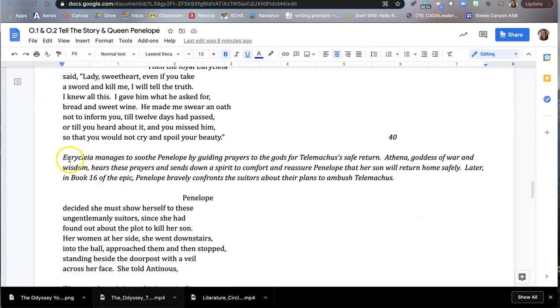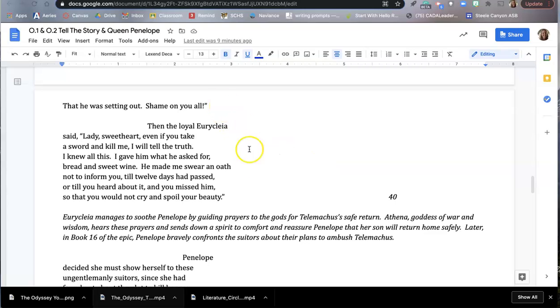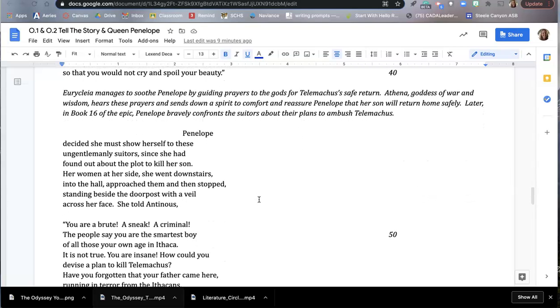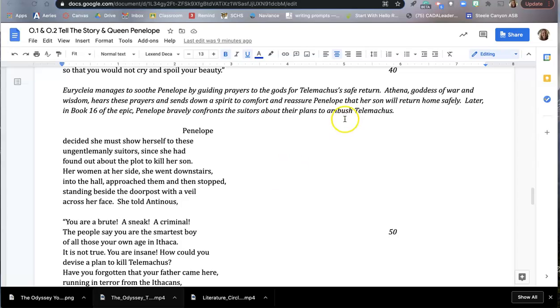This is narration. Euryclea manages to soothe Penelope by guiding prayers to the gods for Telemachus' safe return. Athena, goddess of war and wisdom, hears these prayers and sends down a spirit to comfort and reassure Penelope that her son will return home safely. Later in Book 16 of the epic, Penelope bravely confronts the suitors about their plans to ambush Telemachus. So this whole part is all about the fact that her son has left to go look for his dad. And now we have her confronting the suitors because they want to ambush or kill Telemachus, her son.